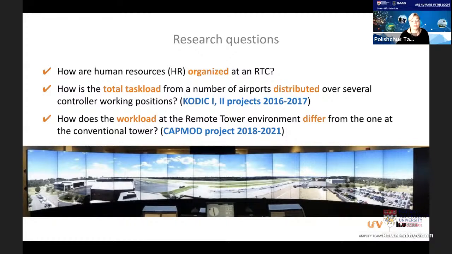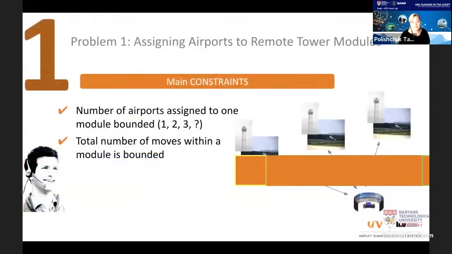The purpose of CapMod projects is also to look at the workload, which is a bit of a more subjective issue, and how a remote tower will differ from a conventional tower. So the first problem, how to optimally assign airports to remote tower positions, remote tower modules, was formulated as an integer program with the following constraints.